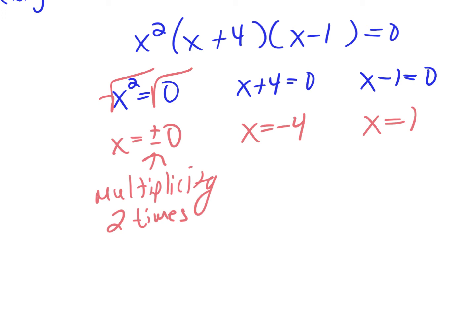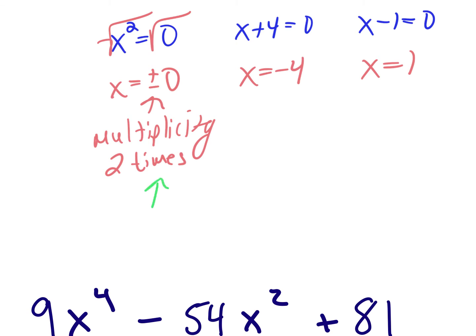Because when we have multiplicity, what's the action at the x-axis? So here, it's going to touch and turn, or bounce. And what's it going to do at -4 and 1? It's going to cross through.